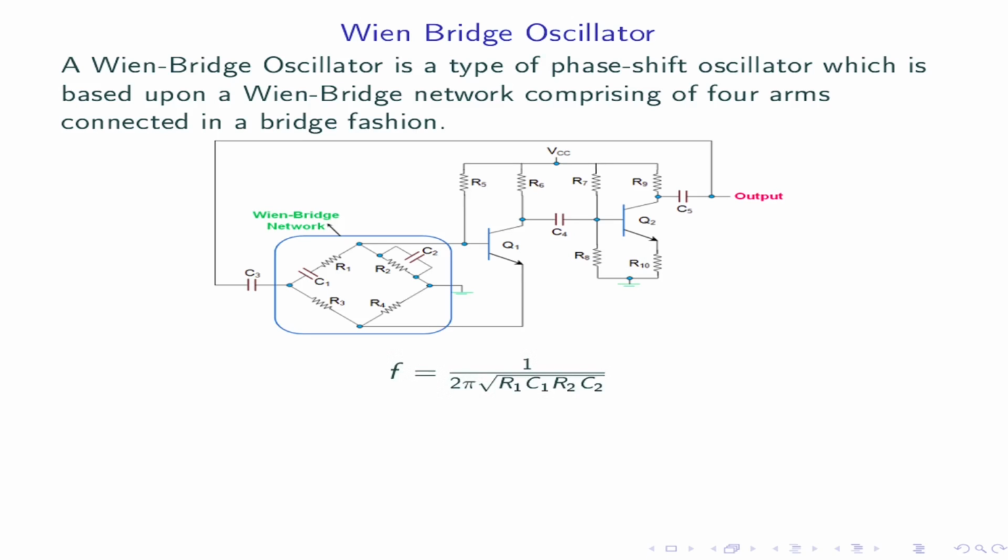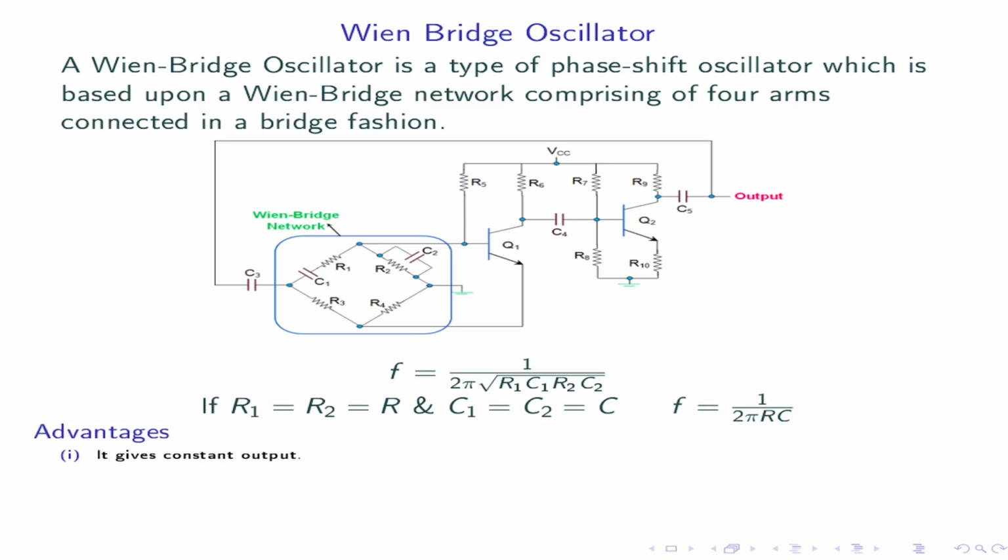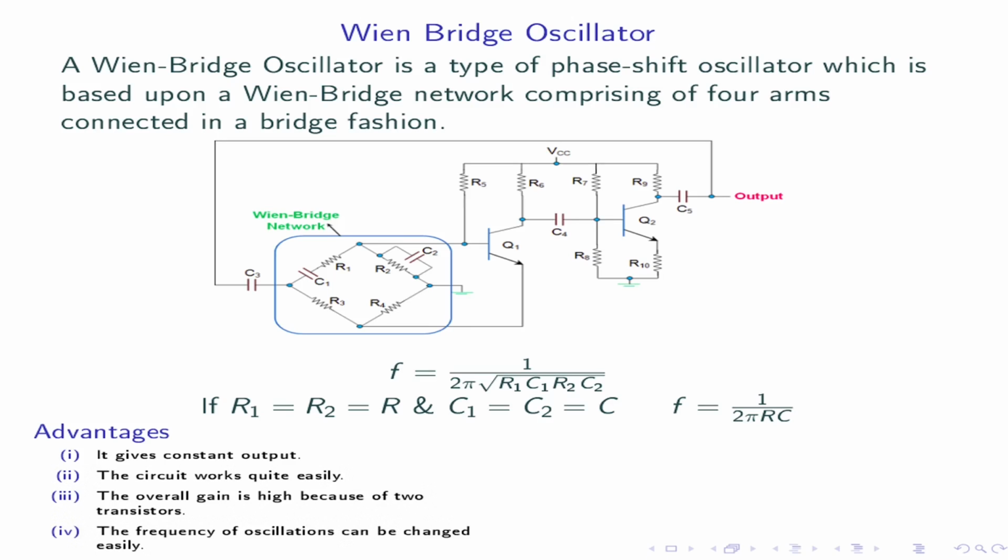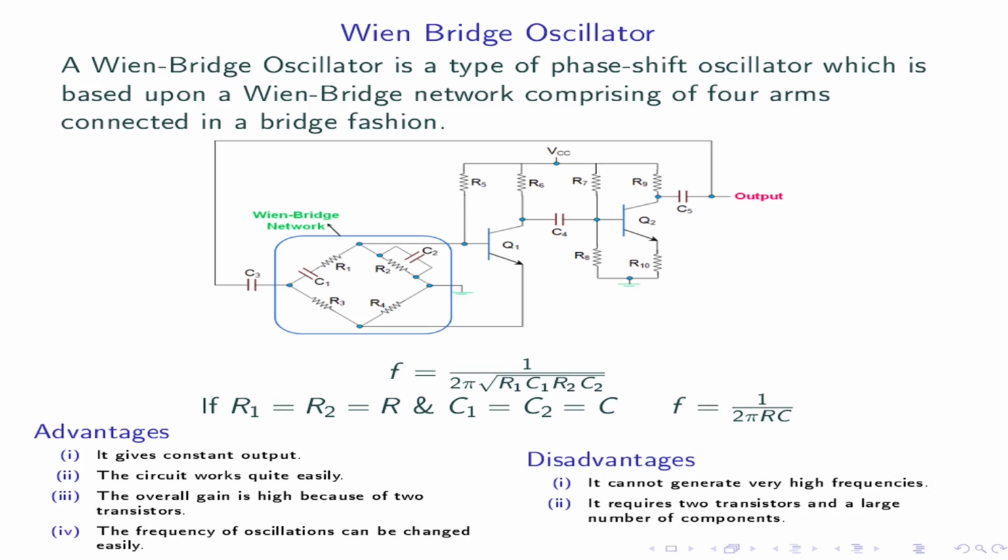It gives a frequency f equal to 1 by 2 pi root R1 C1 R2 C2. If R1 equals R2 equals R and C1 equals C2 equals C, then f is equal to 1 by 2 pi RC. The Wien bridge oscillator gives constant output. It works quite easily. Overall gain is high because of 2 transistors. The frequency of oscillation can be changed very easily, but it cannot generate very high frequencies. It requires 2 transistors and a large number of components.